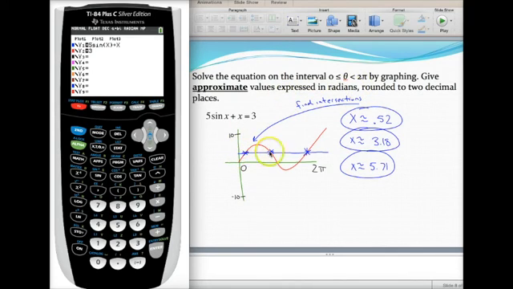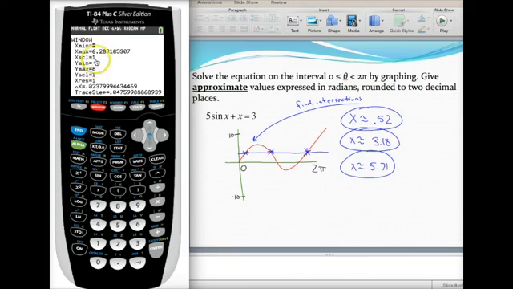Now, because there may be an infinite number of solutions depending on how that wave goes, we often say that we only want to look between 0 and 2 pi. And so to make sure that I'm only seeing solutions that fit in that window or that domain, I've, in my window on my calculator, changed my x minimum value to 0 and my x maximum to 2 pi. I've typed in 2 pi and it will automatically convert it to your decimal for you.